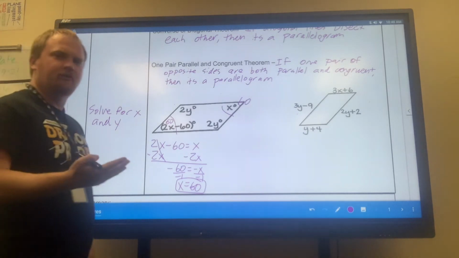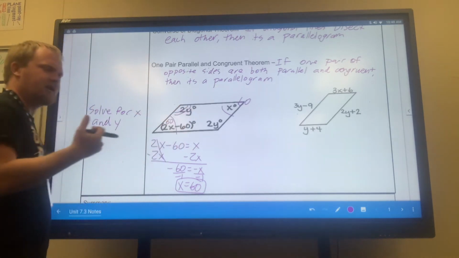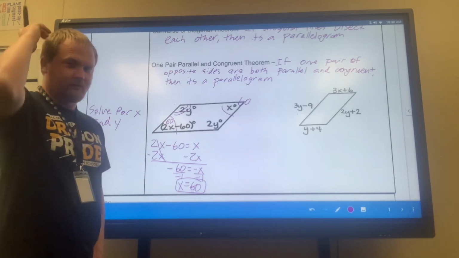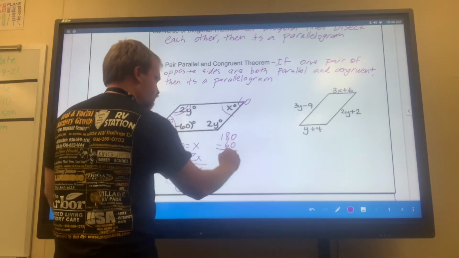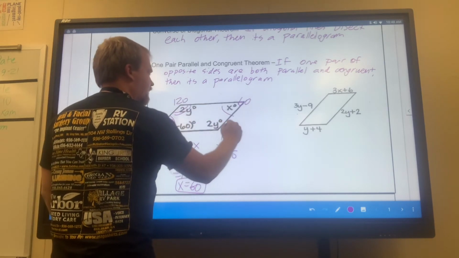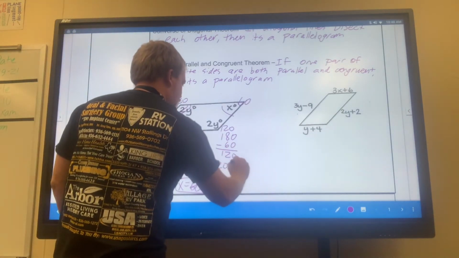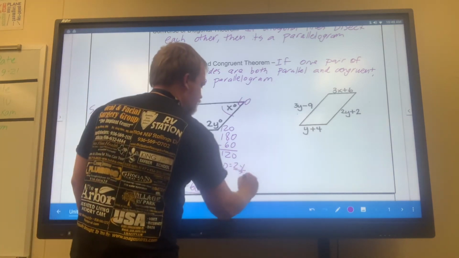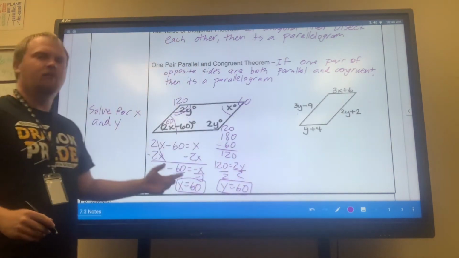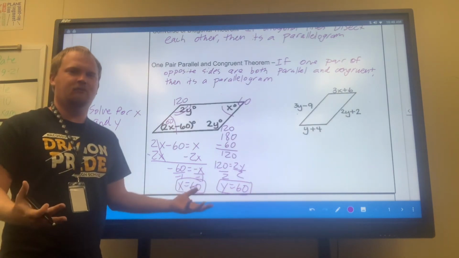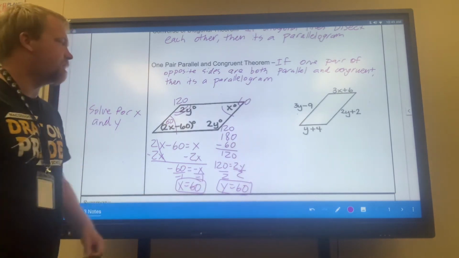But now, if I want to solve for y, remember, the consecutive angles theorem tells us that they're supplementary. So if I take 180 and subtract 60, I get 120. So I know that this angle is 120, and that angle is 120. It doesn't matter which one I solve because they're both the same. 120 equals 2y. I want to divide both sides by 2. y equals 60. So it's a very rare case that both x and y happen to be the same number. This is not always going to be the case, just be aware of that.